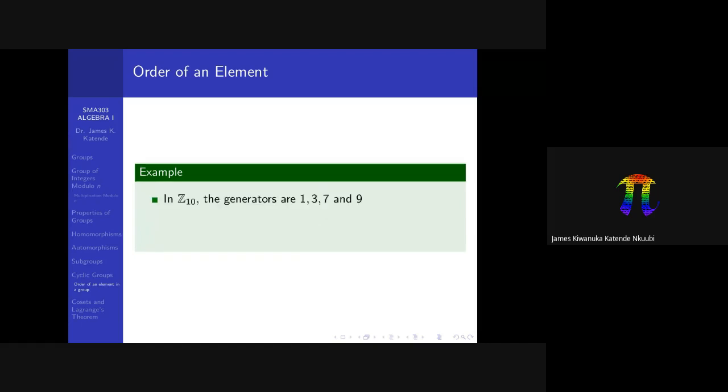So another example, in Z10, the generators will be 1, 3, 7, and 9. Let's just illustrate this. We know that the order of 1 is equal to 10, because if you add 1 to itself 10 times, you will get 0, which is the identity in Z10. Now pick 3 in Z10. 3 can be written as 1 plus 1 plus 1. The binary operation in Z10 is additive, so we can't write them as powers, but you can think of it as 1 cubed if you write it multiplicatively. If you write it like this, then you can relate it to the theorem that we proved.